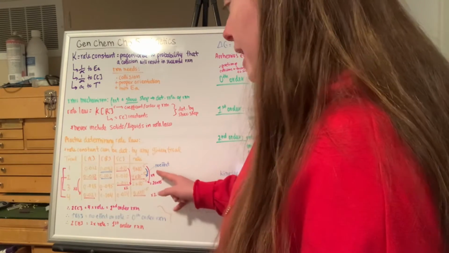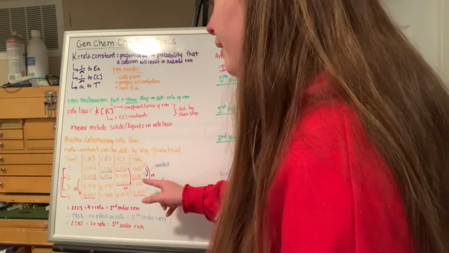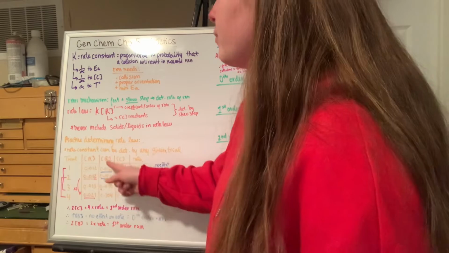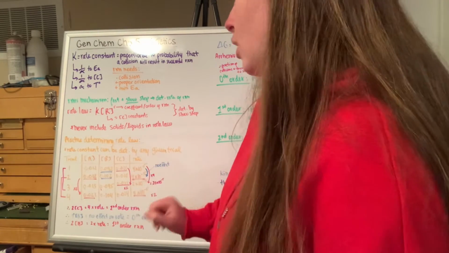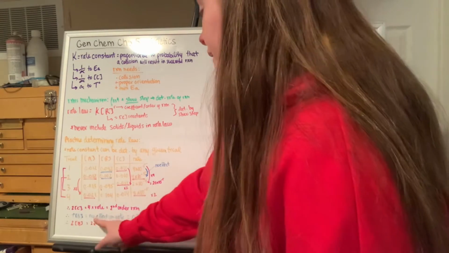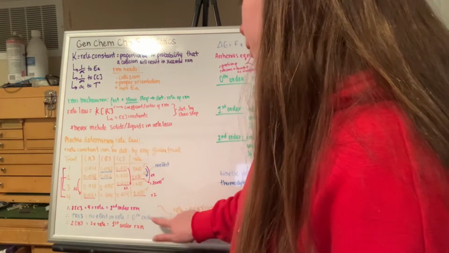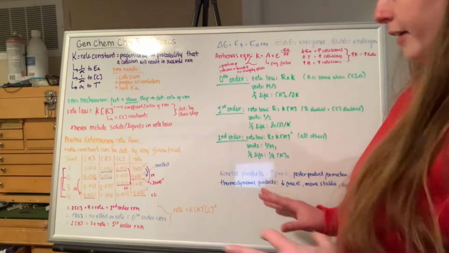So if we're looking at our rate and we're going from 4 times 10 to the negative 5 to 4 times 10 to the negative 5, that's the same. So even if we increase the concentration of B, there is no effect on the rate. That is a 0th order reaction. Okay, so now let's put these things together.